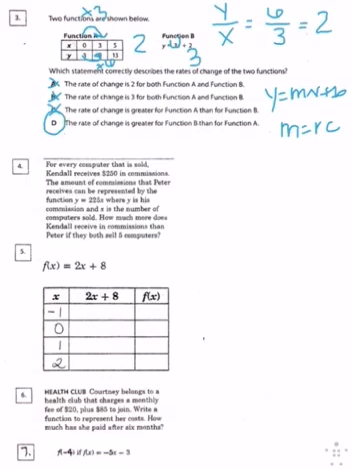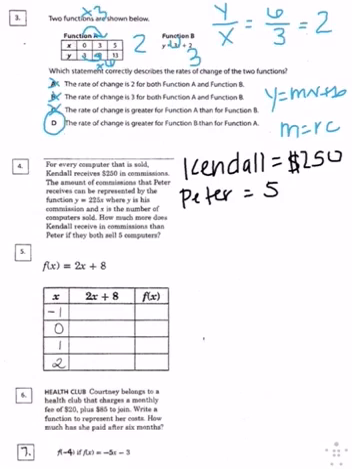Number 4, for every computer that is sold, Kindle receives $250 in commissions. The amount of commissions that Peter receives can be represented by the function y equals 225x, where y is his commission and x is the number of computers sold. How much more does Kindle receive in commissions than Peter if they both sell 5 computers? So, Kindle makes $250 per computer. Peter makes $225 per computer. But they're not selling 1 computer, they're selling 5. So you have to multiply those numbers times 5 to figure how much each makes.